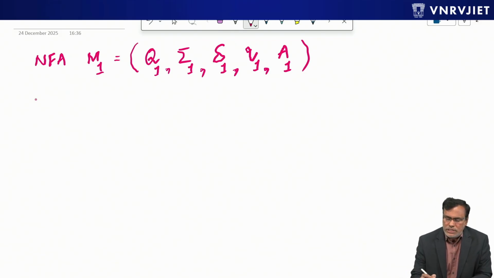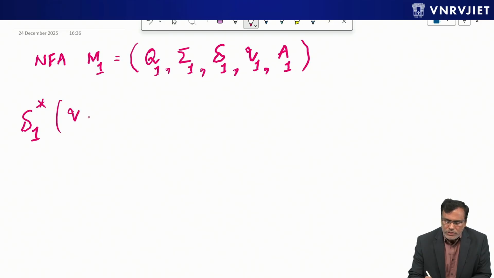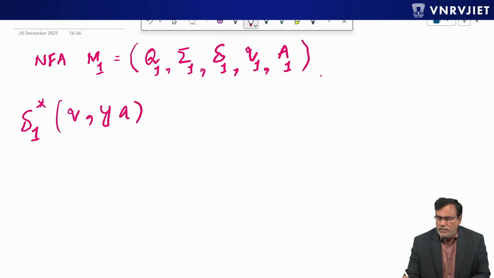Coming to the definition of this NFA, the transition function is denoted by delta 1. Therefore, the transition function of this NFA can be defined as follows: delta 1 star of q, y a, for y belongs to sigma star and a belongs to sigma.